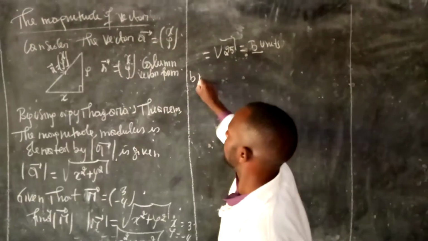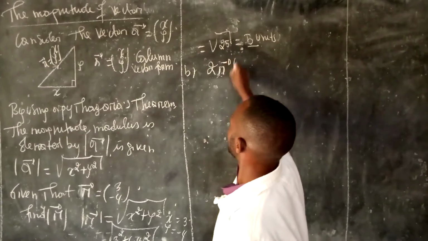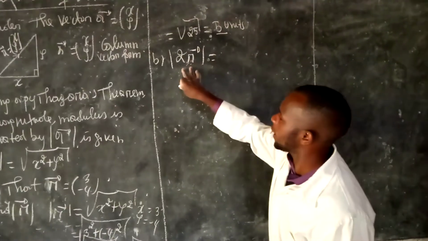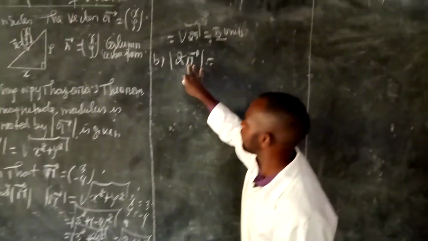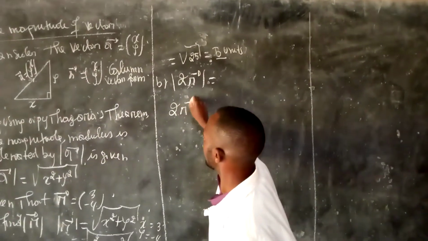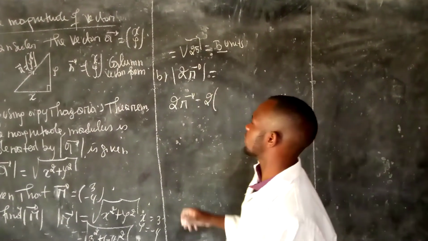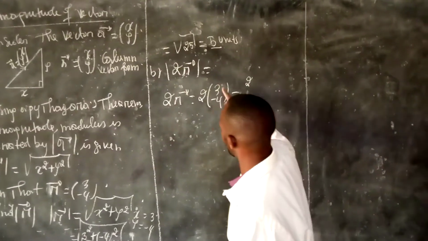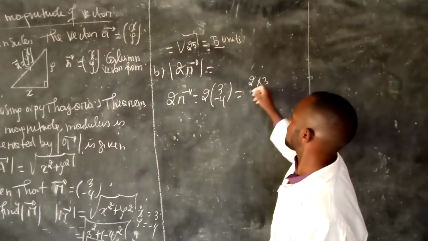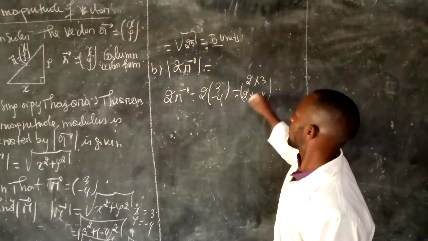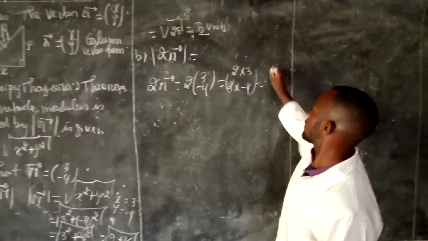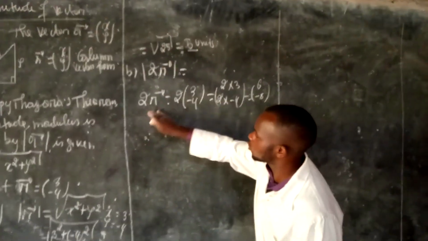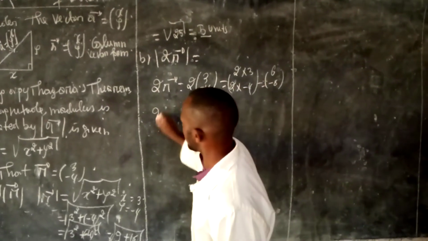So now another example, B, 2R. Yes? You can be asked to find the magnitude of 2R. Means that here, first of all, you have to find the product of the scalar and the vector. So 2R is equal to 2 times the vector R, (3, negative 4), which is equal to multiplying each component of the vector by the scalar: 2 times 3, 2 times negative 4, which is equal to 6 and negative 8. This is easy. That is the solution of 2 times vector R.